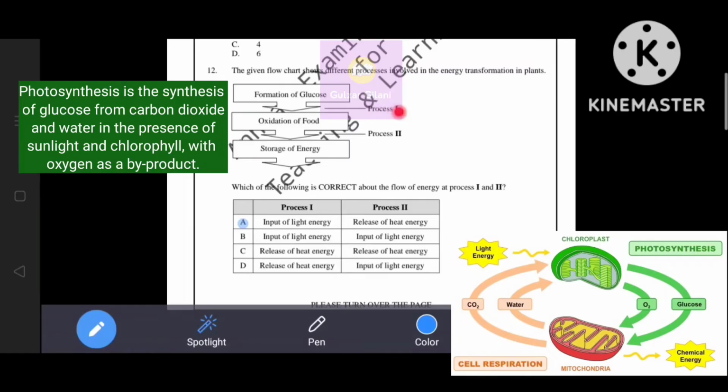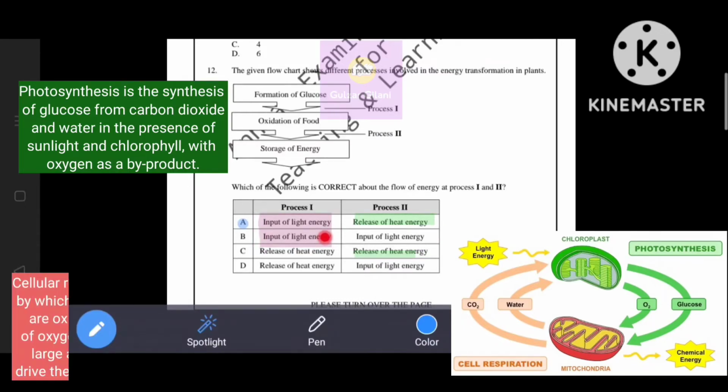Process 1 represents photosynthesis. As you know, photosynthesis is the synthesis of glucose from carbon dioxide and water in the presence of sunlight and chlorophyll with oxygen as a byproduct. Means input of light energy is shortlisted.